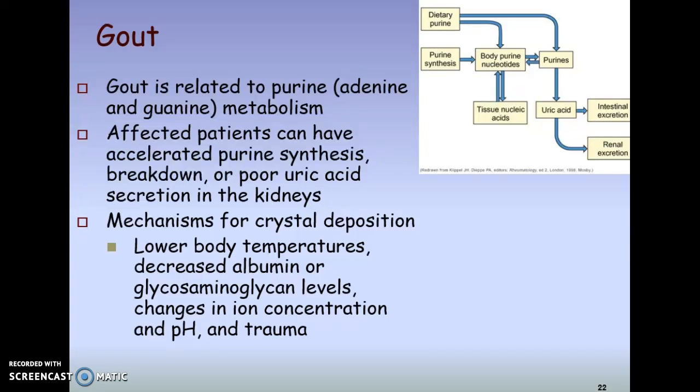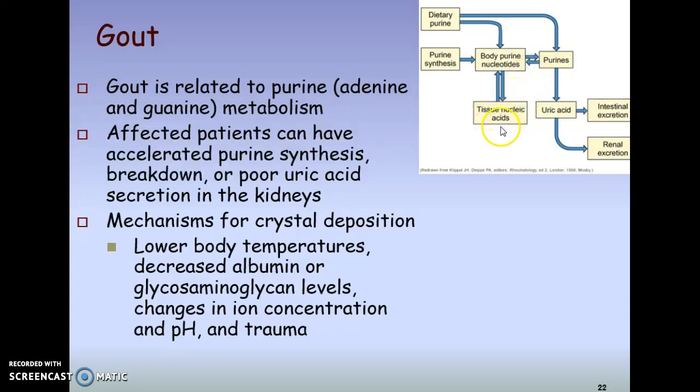All right, so gout is related to purine metabolism. Purines are adenine and guanine. And you have dietary purines, so anything that you eat has DNA in it of some sort, and that DNA has a fair amount of adenine and guanine, about 50%. Your body is also going to synthesize its own purines because you need your own DNA. So you have this process of synthesis and you have metabolism of body purine nucleotides.